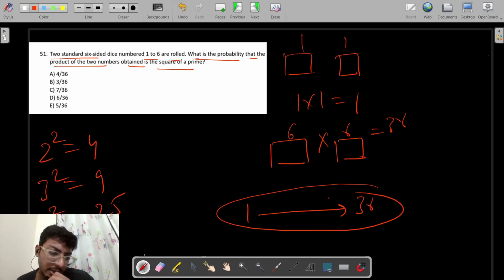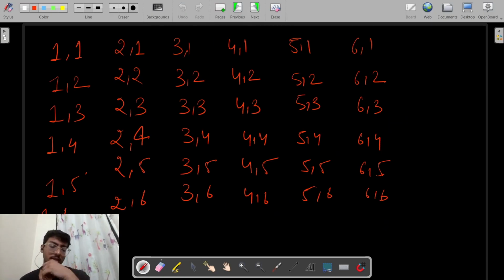So we just need to check these three numbers, that is 4, 9 and 25, because 2, 3, 5 are the prime numbers, and these are actually the squares of them. 4, 9, 25 are the squares. So let's come back to this and let us check.